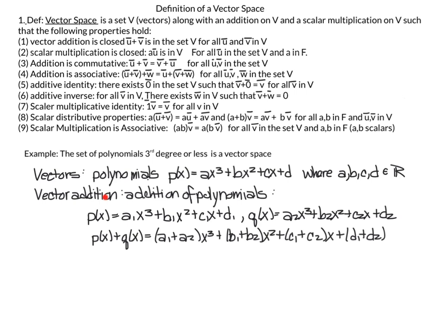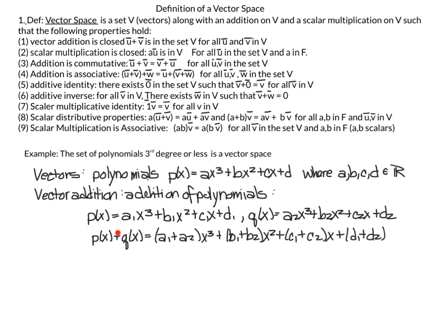Then our vector addition, we're going to define it as our regular addition of polynomials. So if you have a polynomial p of x, which is equal to a1 x cubed plus b1 x squared plus c1 x plus d1, so I put the little indices 1 for our first polynomial, and then for our second polynomial, our coefficients have the indices 2. So a2 x cubed plus b2 x squared plus c2 x plus d2.